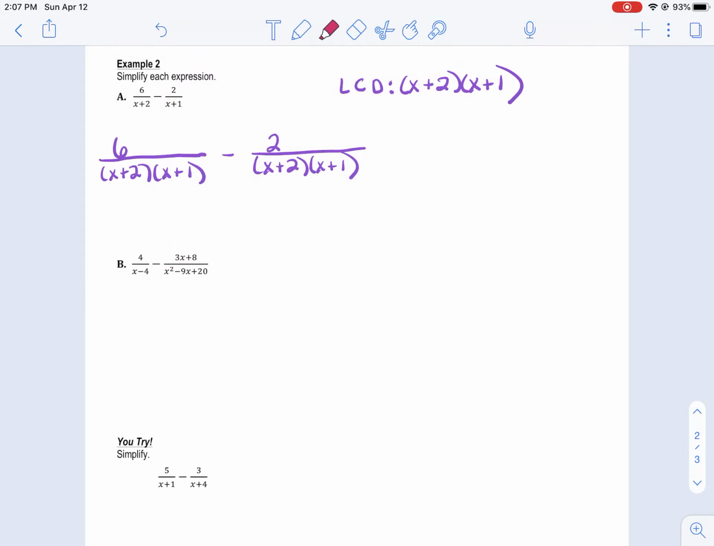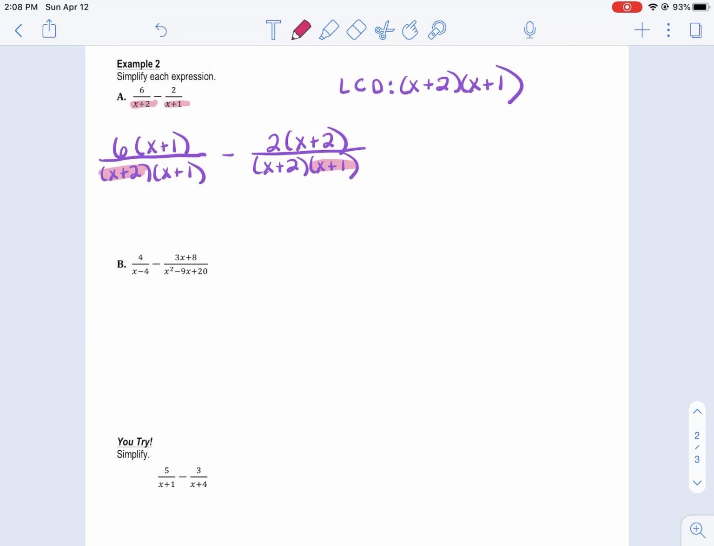And then I want you to look at your original denominator, x plus 2, and figure out what did you multiply that by. And then look at x plus 1, what did you multiply that by. So we multiplied x plus 2 by x plus 1 on the bottom, so we have to multiply the top by x plus 1. And then we multiplied the x plus 1 by x plus 2, so we multiply this top by x plus 2.